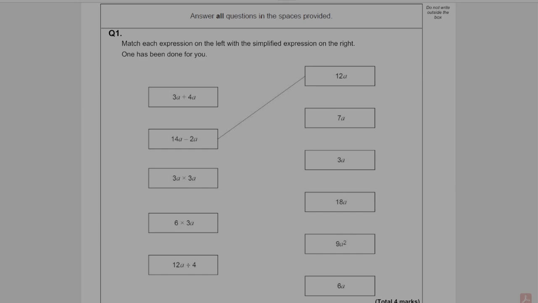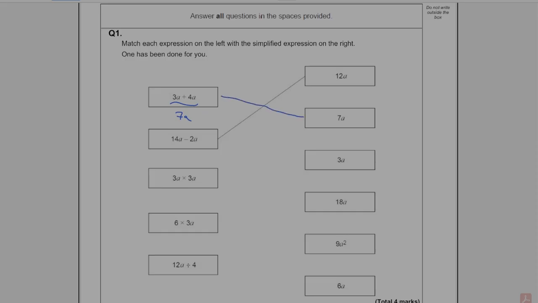Okay, so these two are going to add to make 7a. So we're looking for 7a. There we go. Those two match. These two are going to become 9a squared. So that's going to match to that one. This one is going to become 18a. So that would match to that one. And then finally, divided by 4, that would become 3a. So that one would match to that.